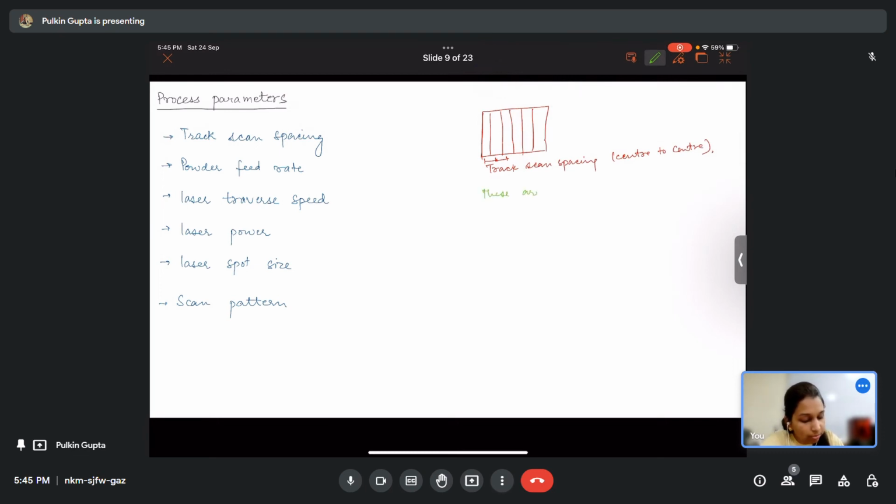So these parameters, all of them or some of them at least, are interrelated to each other. Can any one of you tell how these are interrelated? For example, how are your laser power and powder feed rate related with your traverse speed? Can any one of you answer?